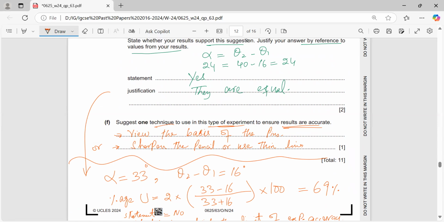Please, if you have any question, feel free, you can ask me. So please practice this question yourself again, and if there is any doubt, feel free, even in the next sessions we can discuss this again. No problem at all. What does view the bases of the pins mean?